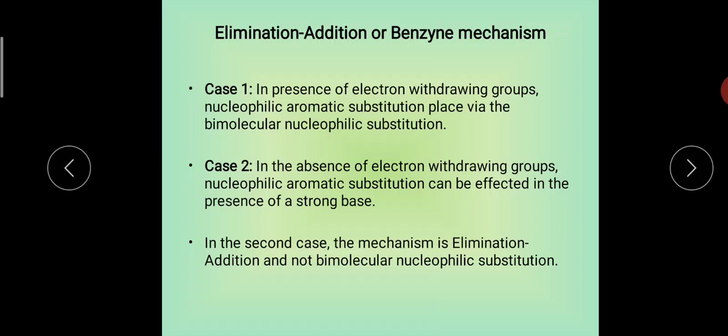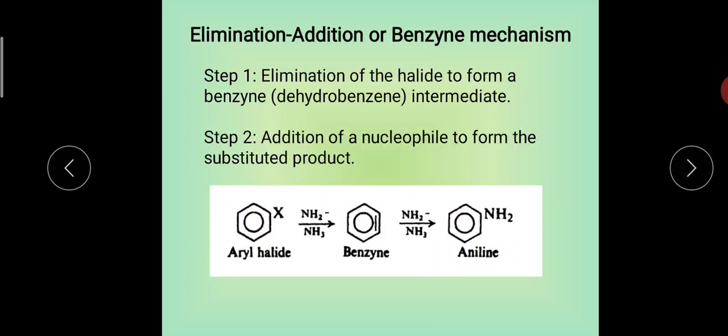Okay, so if I have to carry out the nucleophilic aromatic substitution of my aryl halide in the absence of an electron withdrawing group, then the reaction does not proceed through bimolecular displacement, but it follows a totally different mechanism, which is called the elimination-addition mechanism or the benzyne mechanism. Okay, so now we'll see what exactly the elimination-addition mechanism is.